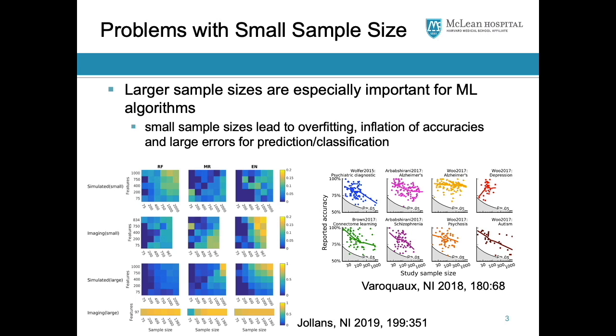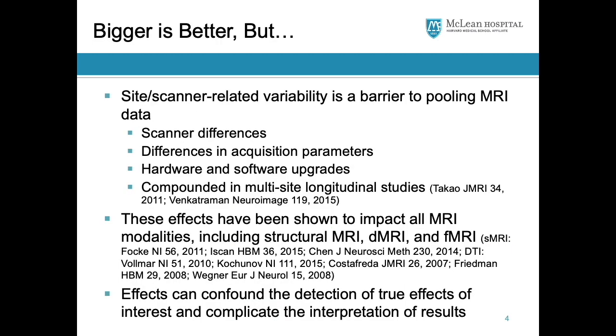The biggest source of non-biological variability, which is something that we care absolutely nothing about, is site and scanner-related variability. And these sources of variation represent a major barrier to pooling MRI data across studies or sites. This variation is due not only to fundamental differences between different scanners, but also to differences in acquisition parameters that may be used across the different sites or studies, and hardware and software upgrades that may occur within a scanner.